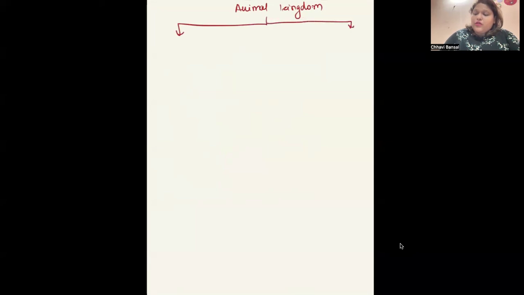First is chordates. Let's go with the other one first. The first is non-chordates. The other is chordates. Now, what is this classification? Why are we talking about it?